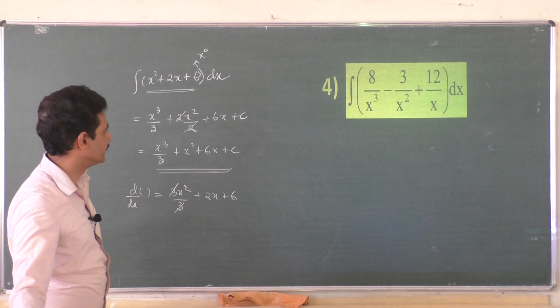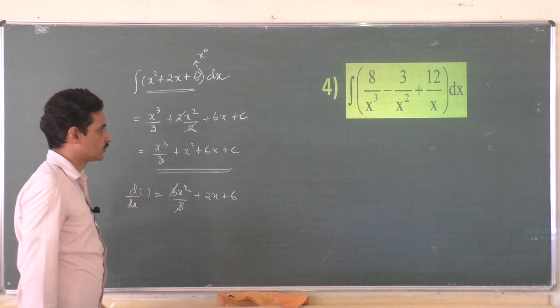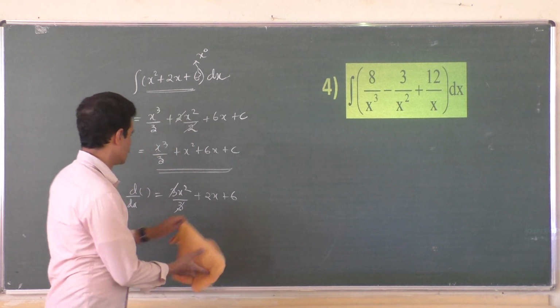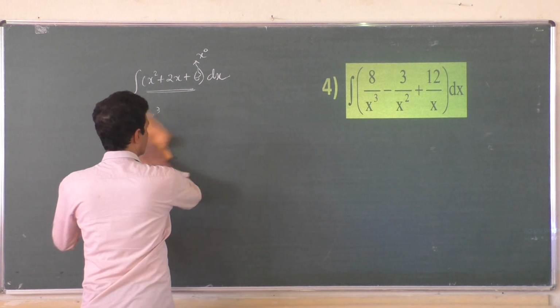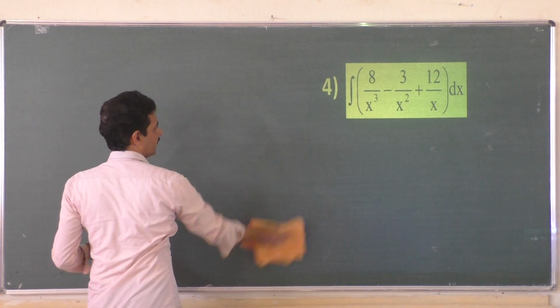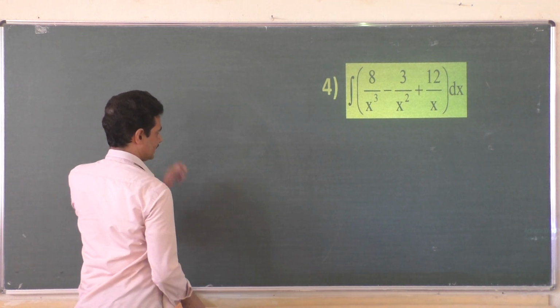Fourth one, integration of 8 by x cube minus 3 by x square plus 12 by x dx. So this is an equation in which the variables are given like this and you have to integrate this.